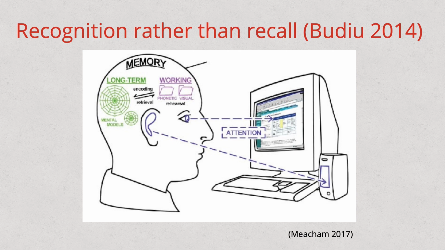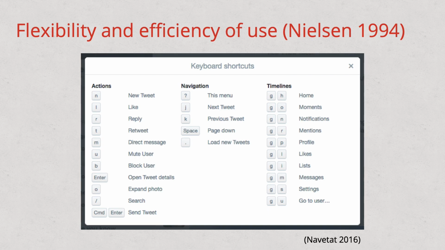Flexibility and efficiency of use. Accelerators can speed up actions for expert users, but they should not get in the way of beginners. So the image on the screen currently is the keyboard shortcuts for using Twitter. Now, I didn't even know there were keyboard shortcuts for using Twitter, which shows how infrequently I use Twitter. But for people who use it all the time, this speeds up their process a great deal.